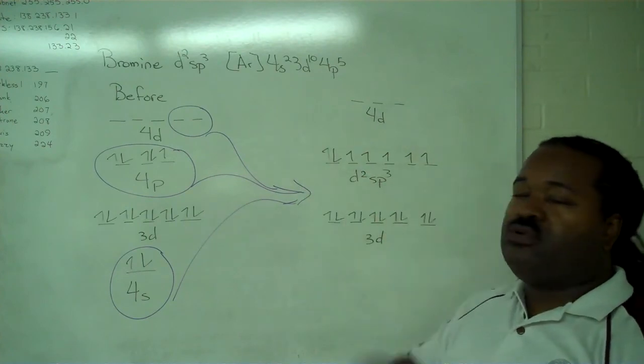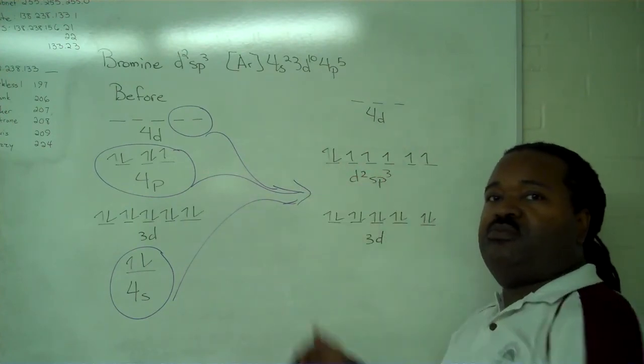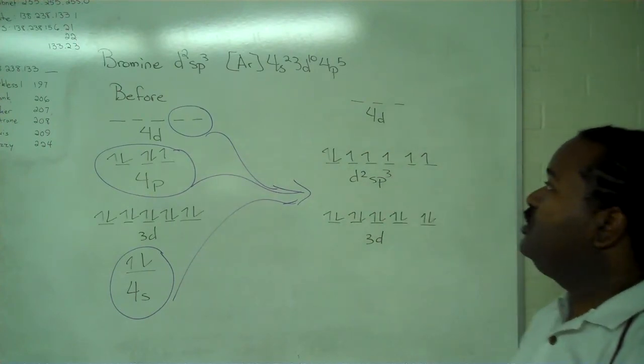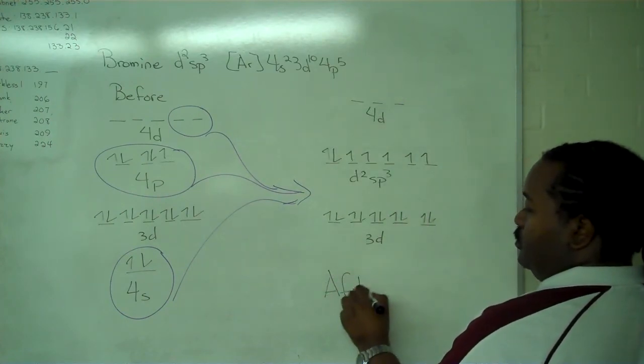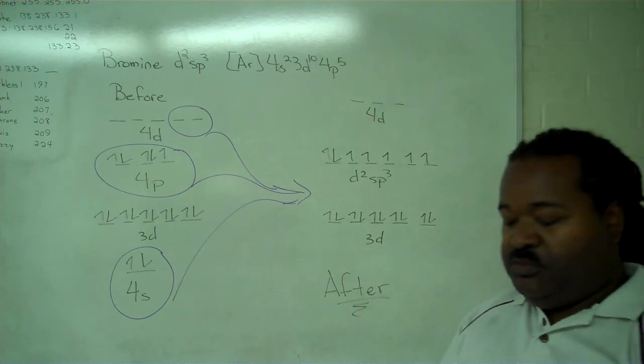Because all of the hybrid orbitals are on the same energy level, we have to fill in all of our spin-ups before we can go back and fill in any spin-downs. And this shows us what happens in the after picture for bromine orbitals being hybridized.